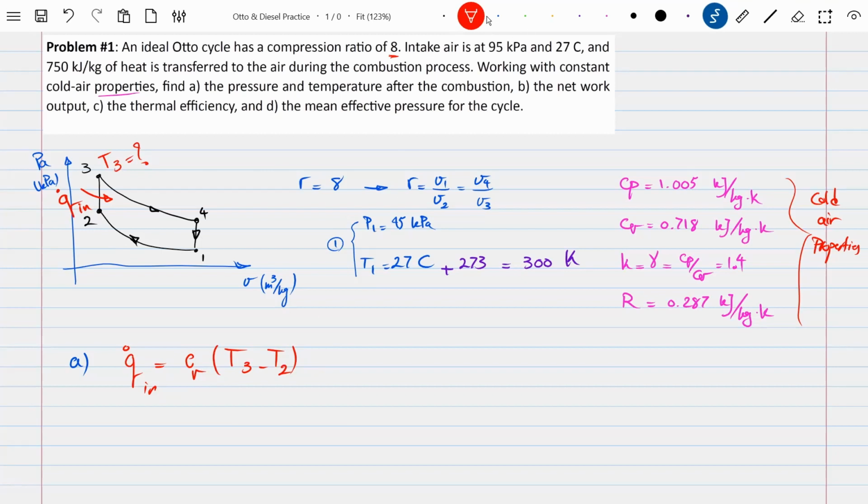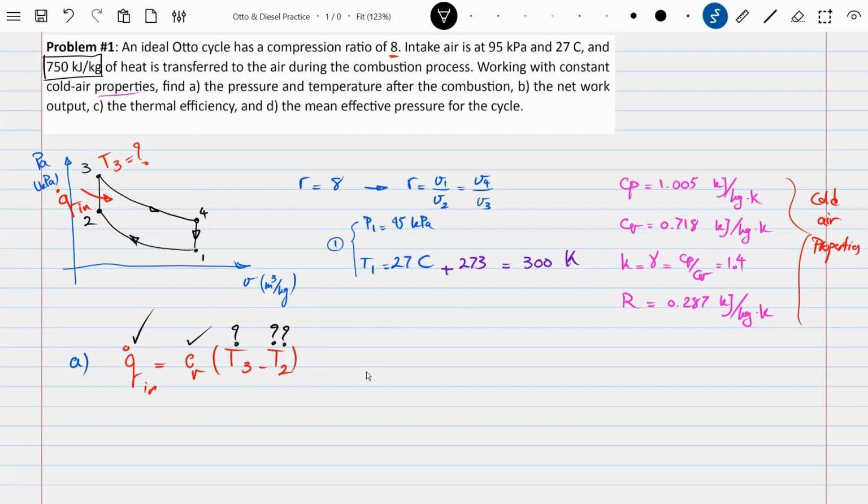Okay, so in this equation, what do I know? Q is explicitly given. The problem says 750 kilojoules per kilogram. So Q I know. Cv from the cold air properties, I know. T3 is the one I'm looking for. And T2, what about T2? From the first glance, you may argue that, hey, I don't know anything about T2.